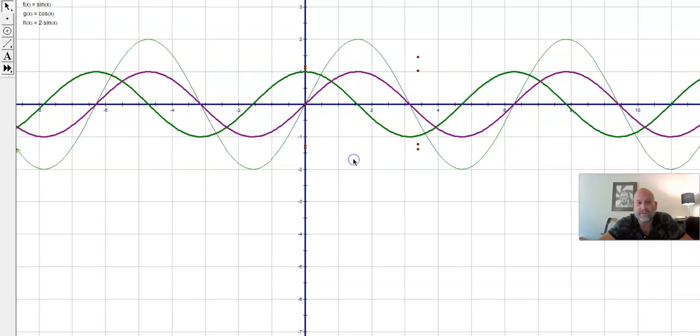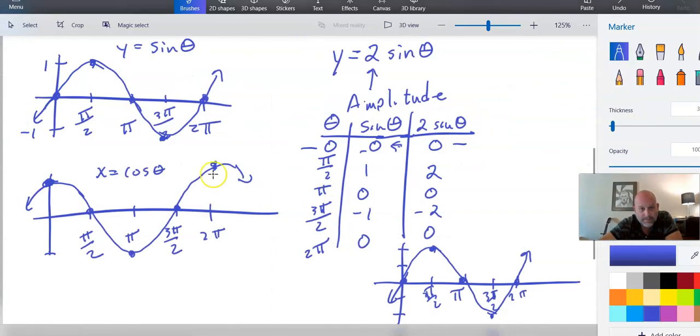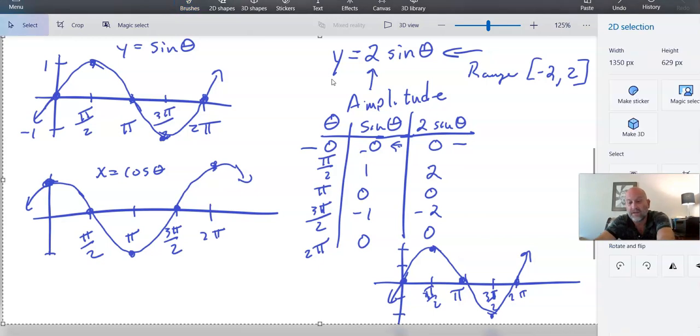So whatever number is in front, that tells you the amplitude. If that number in front was a 2, as it was in this case, then what it does is it changes my range to -2 to 2. Okay, so let's go ahead and clear this off again.